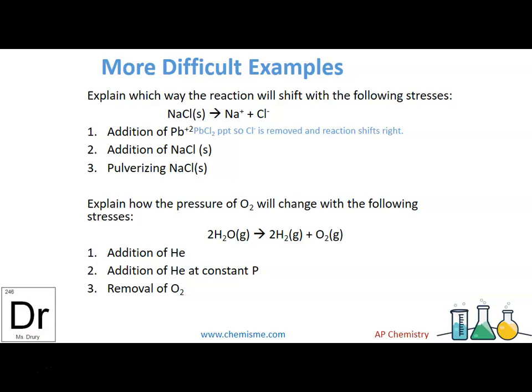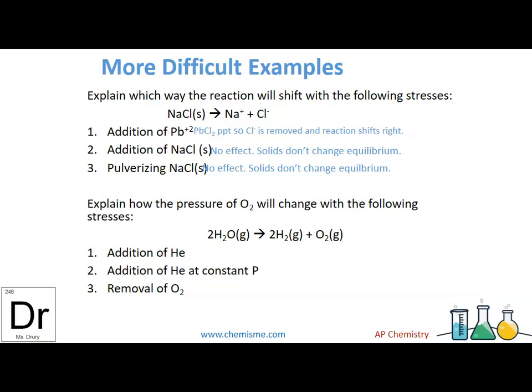Addition of sodium chloride, as we saw in a previous example, means we have more ions. The more ions will not necessarily affect the equilibrium because it's going to already be set. And again, the solids do not affect equilibrium. And similarly, pulverizing the sodium chloride so it has more surface area might make it go faster, but the same amount of salt will dissolve in that water, right? It's not going to dissolve more. It just will dissolve it faster.